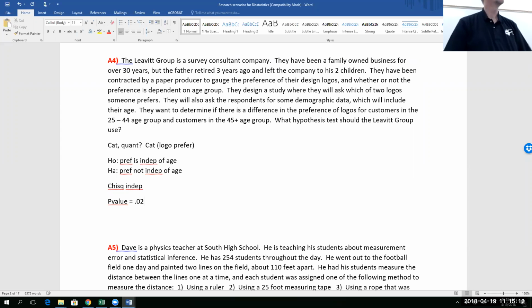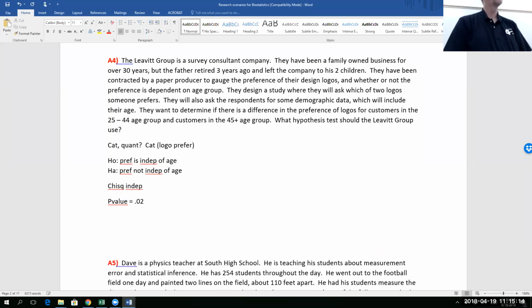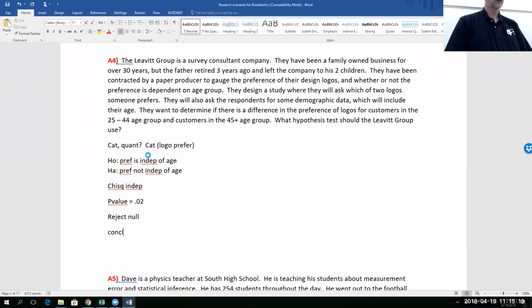0.02, which means reject the null, and your conclusion: there is evidence that logo is not independent. Would it be okay to put dependent? No. Of age. Okay. Now, this would be a table that I'd have to give to you.